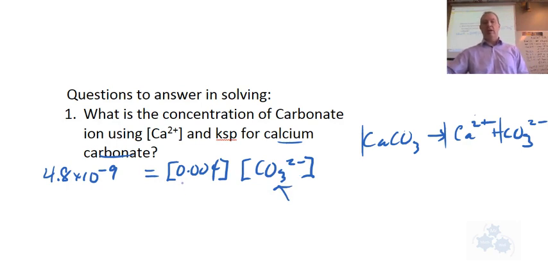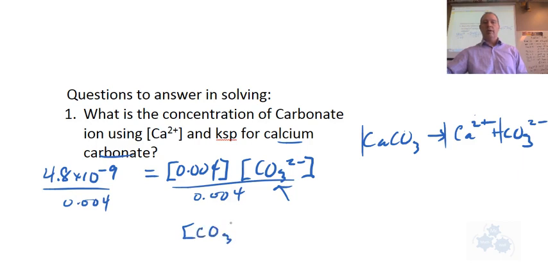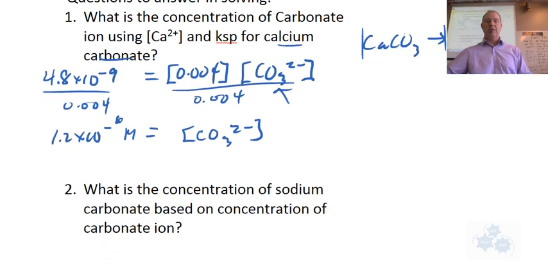This is just an unknown. We're going to divide by 0.004, right? Okay. So the concentration of carbonate ion here is going to be something like 1.2 times 10 to the negative 6. Did you guys get that? All right. And that's going to be moles per liter. That's concentration, because KSP deals with concentrations.